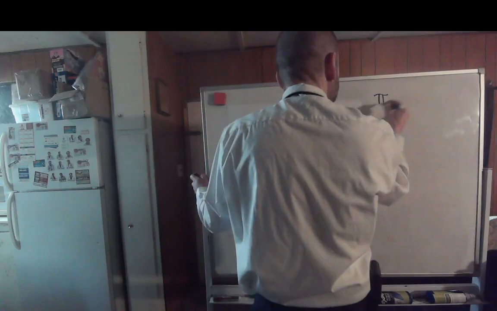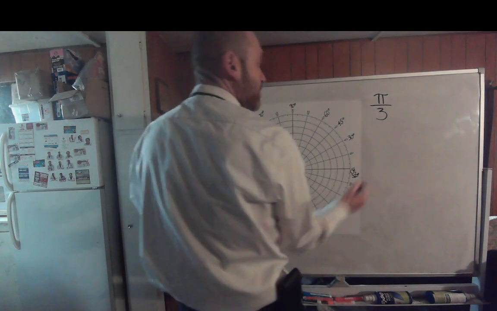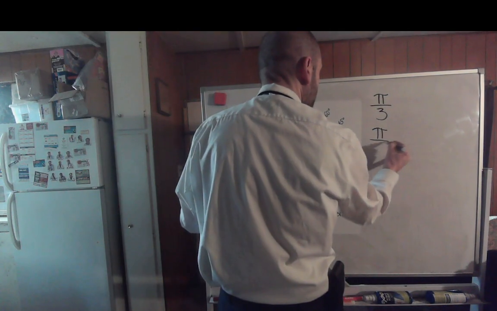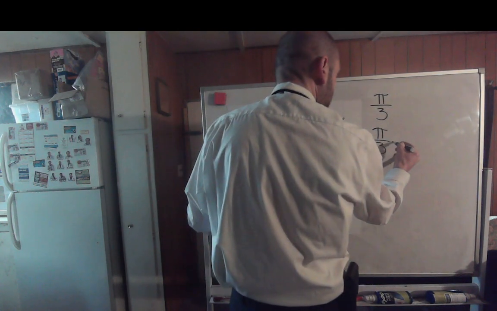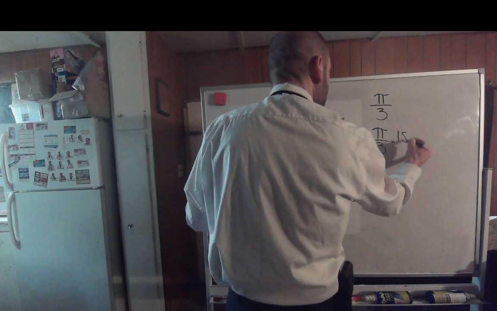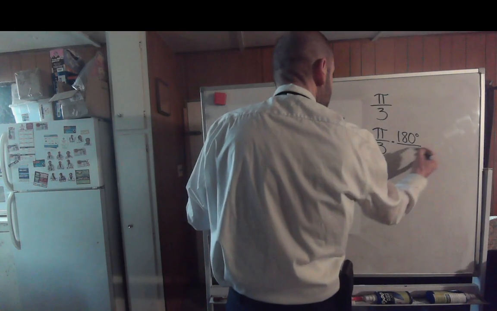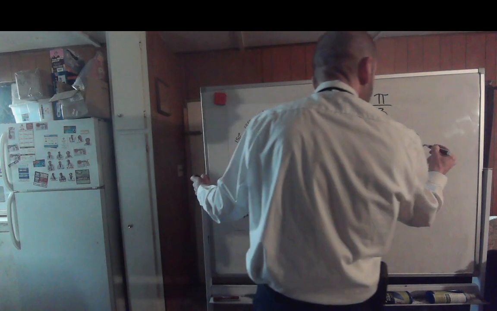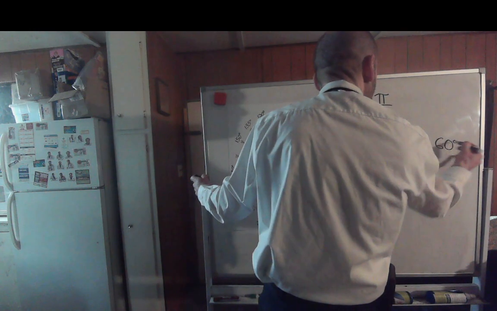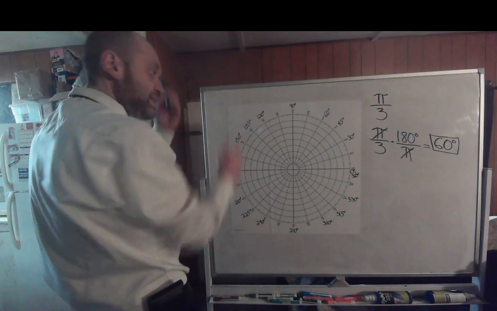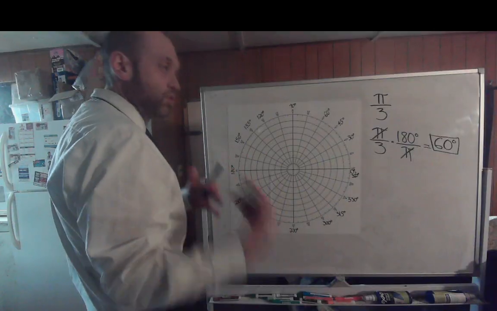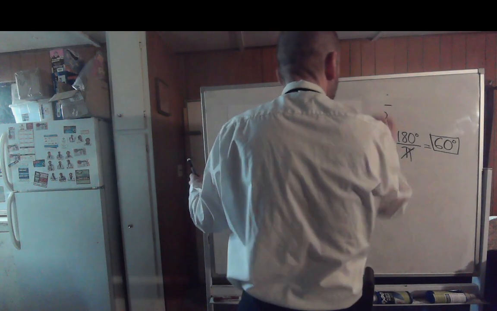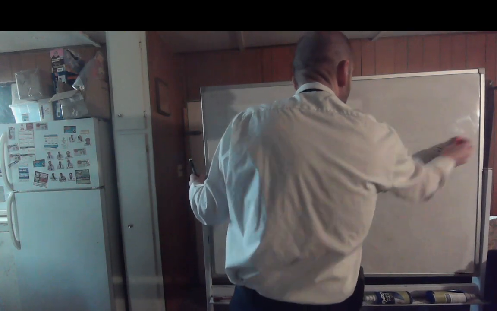Let's convert one more. Let's say we have pi over 3. I want to convert pi over 3 into degrees. So I'll take pi over 3 times 180 degrees over pi, and the pi's will cancel out. 180 divided by 3 is 60. So pi over 3 radians equals 60 degrees. So that's how you can convert from radians to degrees and degrees to radians real easily. It's fairly simple to do.